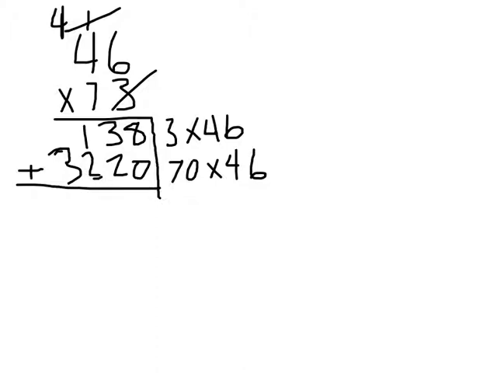Now I can add my partial products. 8 plus 0 is 8. 3 plus 2 is 5. 1 plus 2 is 3. 3,358.